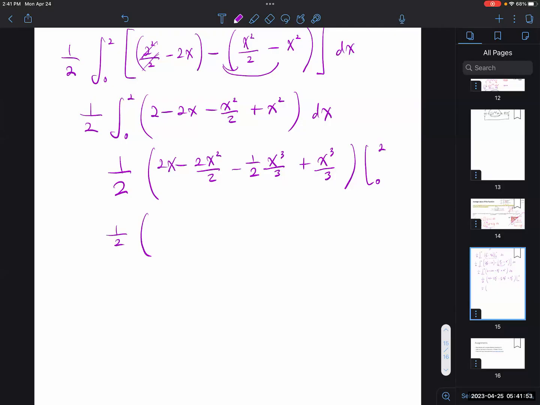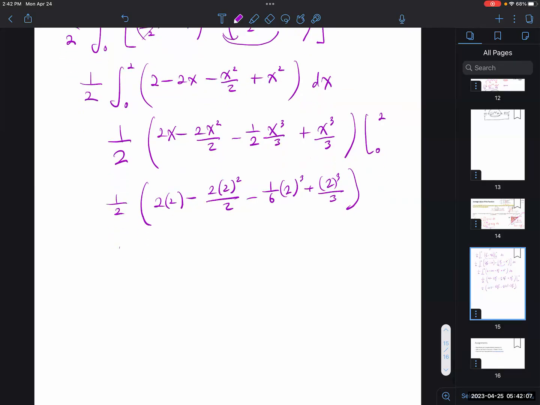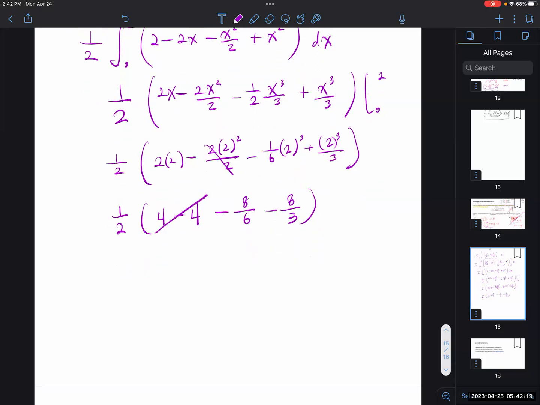everything is 0 for the second term, but the first term is 2 times 2, 2 to the second over 2, 1 over 6, 2 to the third over 3, and minus a 0 is a 0. So 1 over 2, 4 cancel 4, 8, so this is 8 over 6, this is 8 over 3. So cancel 0. What happened? If you calculate it, 1 over 2, negative 8 over 6, I'm multiplying 2, 16 over 6.